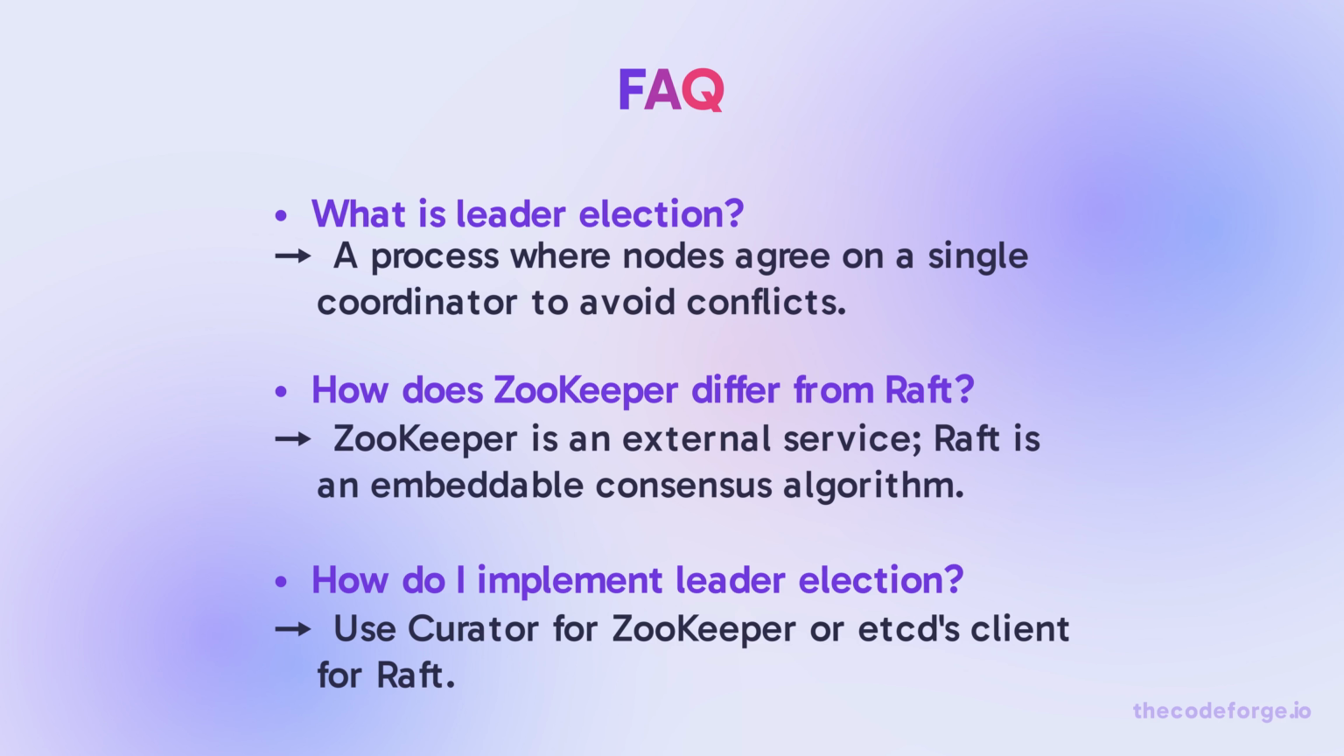And a few frequently asked questions. What is leader election? A process where nodes agree on a single coordinator to avoid conflicts. How does ZooKeeper differ from Raft? ZooKeeper is an external service. Raft is an embeddable consensus algorithm. How do I implement leader election? Use Curator for ZooKeeper or etcd's client for Raft.